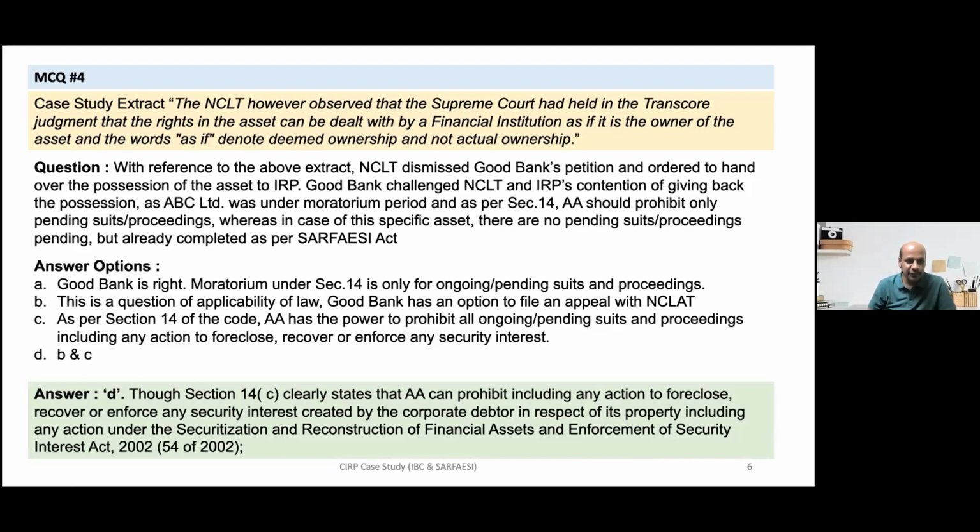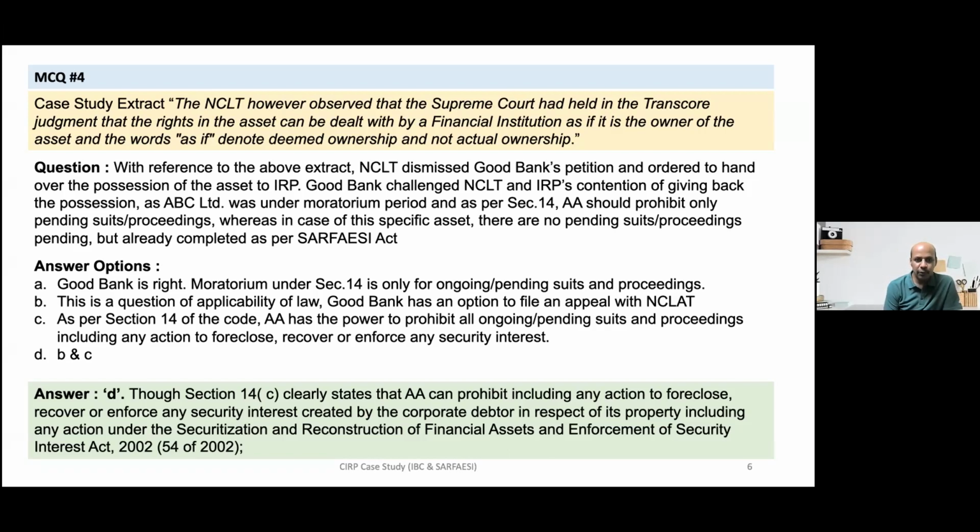So obviously, in terms of point number B, yes, they have an option, but point number C, if you read section 14C, it says that AA can prohibit any action to foreclose, recover, or enforce any security interest created by the corporate debtor in respect of its property, including any action under SARFAESI. So here, even though under SARFAESI they have already taken the position, IRP has all the rights to ask back that asset, despite it being within moratorium.